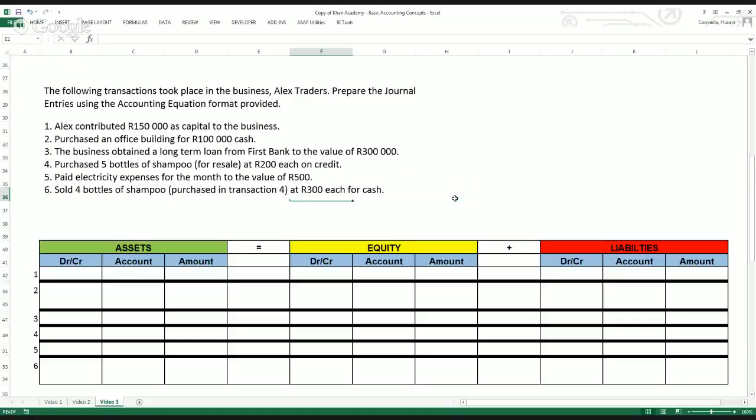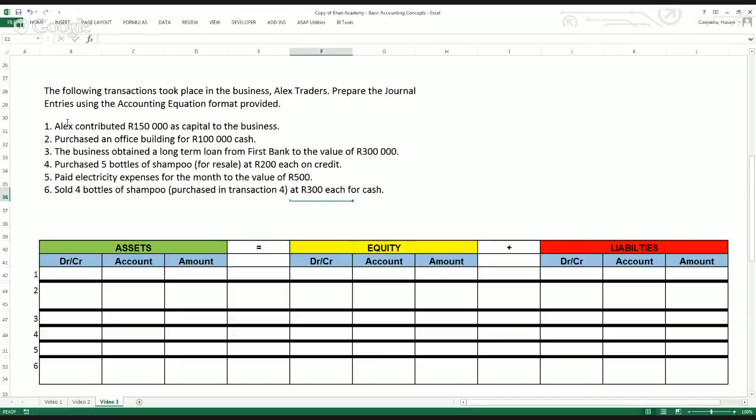So let's jump straight into the transactions we have for you. The following transactions took place in the business of Alex Traders. It says prepare the journal entries using the accounting equation format provided. So we have the accounting equation format here at the bottom, assets equal equity plus liabilities. Let's go to transaction number 1.